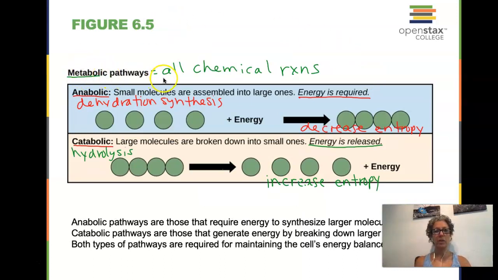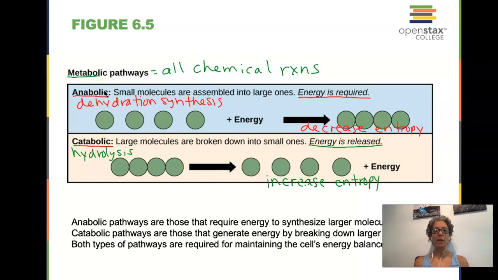So metabolic means all the chemical reactions. We're going to be looking and breaking down our chemical reactions always into sort of a dichotomy. It'll be this kind of reaction or it'll be that kind of reaction. And so if we look at the biggest, broadest categories of metabolism, we can have anabolic pathways where we take small things, provide them with energy, and build large molecules. So energy is required. Or we have catabolic reactions. We start out with something bigger and we break them down into their smaller components, and that releases energy.